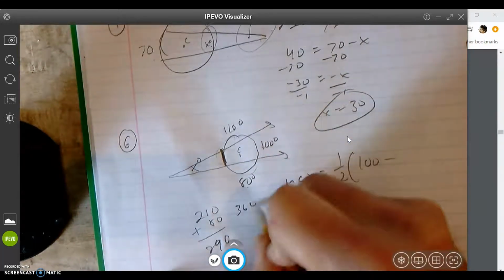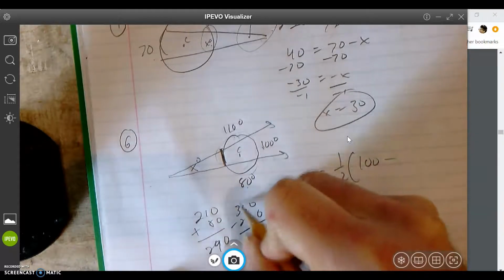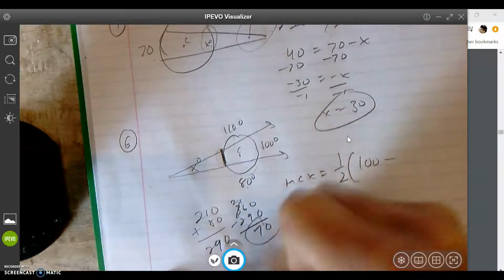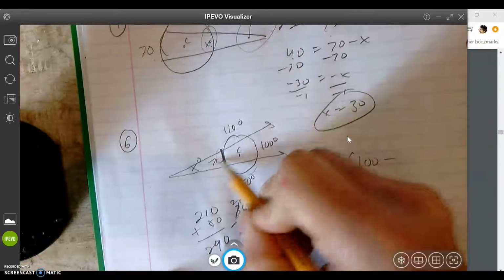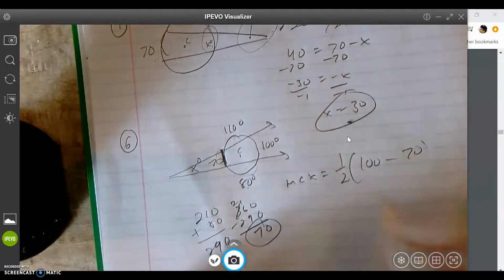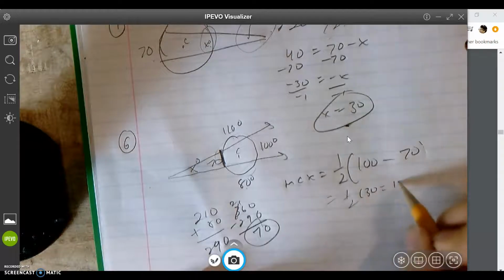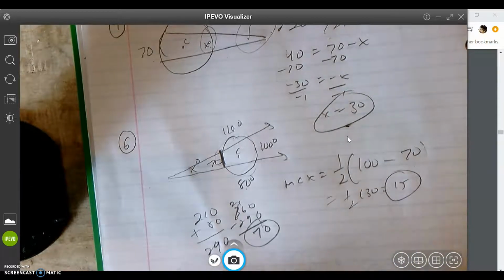So 360 minus 290 is going to be 70. So this is 70. Cool. So 100 minus 70 is 30. So 1/2 of 30 is going to be 15. Got it. Hopefully you got all of them.